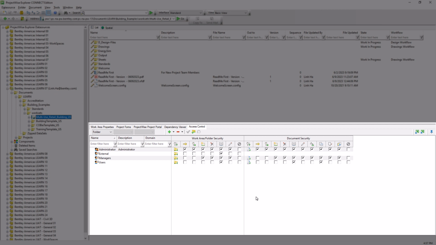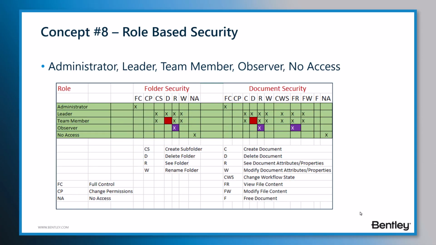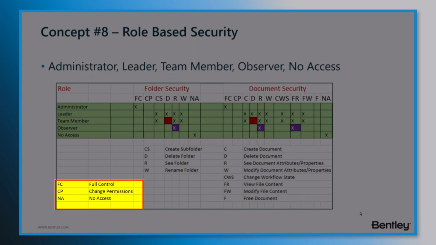Basically, these roles are just names we can conveniently use, and their folder permissions and document permissions are highlighted on this slide. Although we can customize the permissions for each of these roles, they no longer reference the same name and will become custom. Abbreviations that are common between folder and document permissions are listed on the bottom left. For example, FC stands for full control, CP stands for change permission.